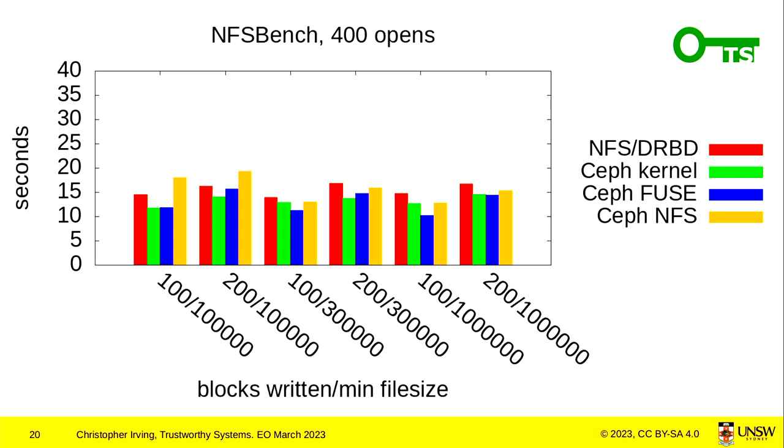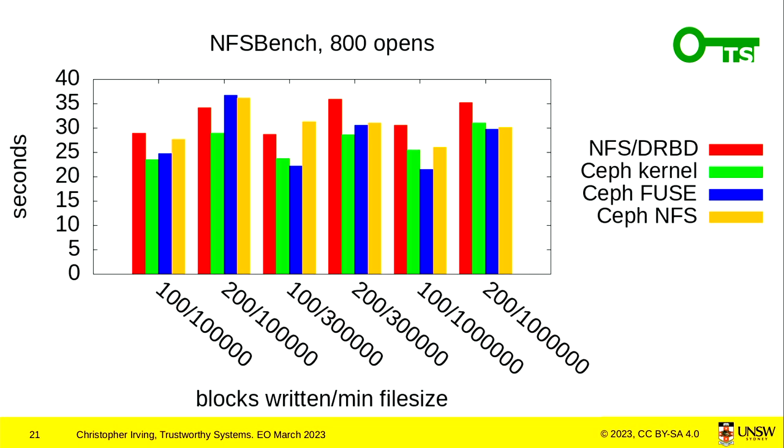Kind of interesting thing here that I noticed, the number of blocks written and the minimum file size aren't really changing anything. We're getting pretty similar levels of performance as we vary those. The only parameter that I found visibly made a difference with NFS bench was the number of opens. When I doubled the number of opens, the time it took to complete the experiment was a lot longer. That's not remotely surprising, though. The number of opens is roughly the total workload that you've got to do. So if you double it, you can expect a roughly double duration on how long it takes to get the experiment done.